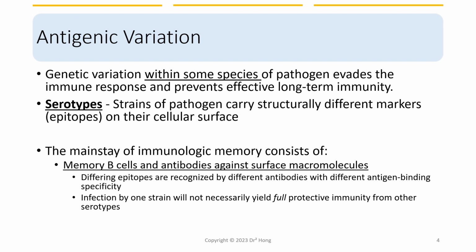The mainstay or basis of immunological memory is antibodies directed against surface macromolecules. Different epitopes are recognized by different antibodies with different antigen binding specificity, and therefore infection by one strain will not necessarily yield full protective immunity from other serotypes.